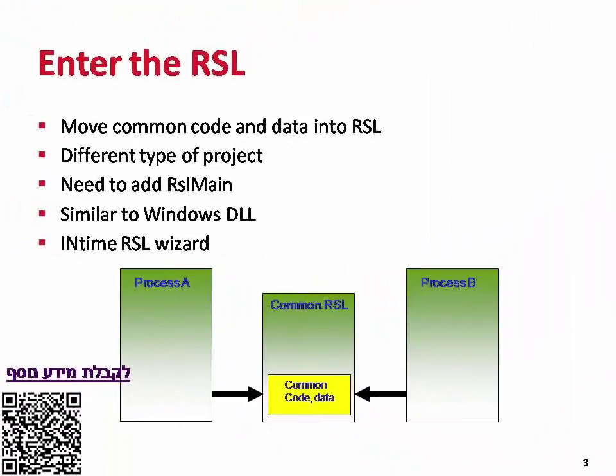A real-time shared library, RSL, is like a static library, but it has an additional function. Whenever a process loads the RSL, a thread is created or deleted, or the process stops using the RSL, the function RSL main in the RSL is called. This allows for process and thread specific initialization and cleaning up. To make it easy to start an RSL project, the Eantime RSL wizard can be used.